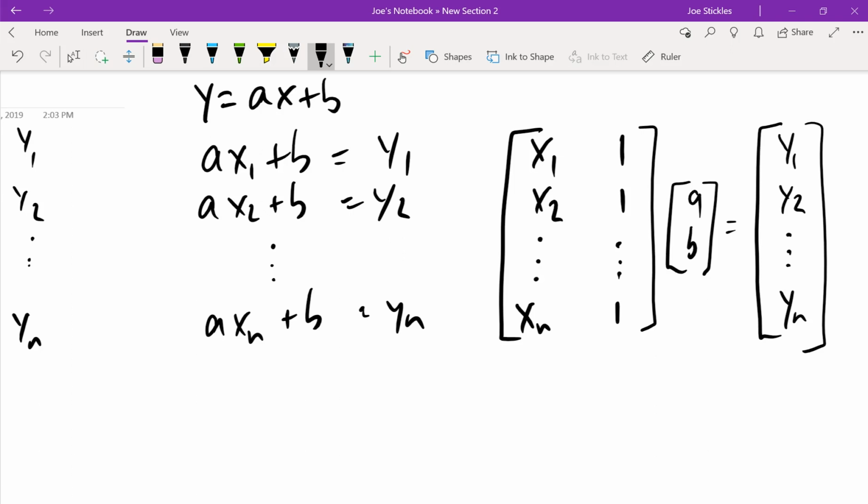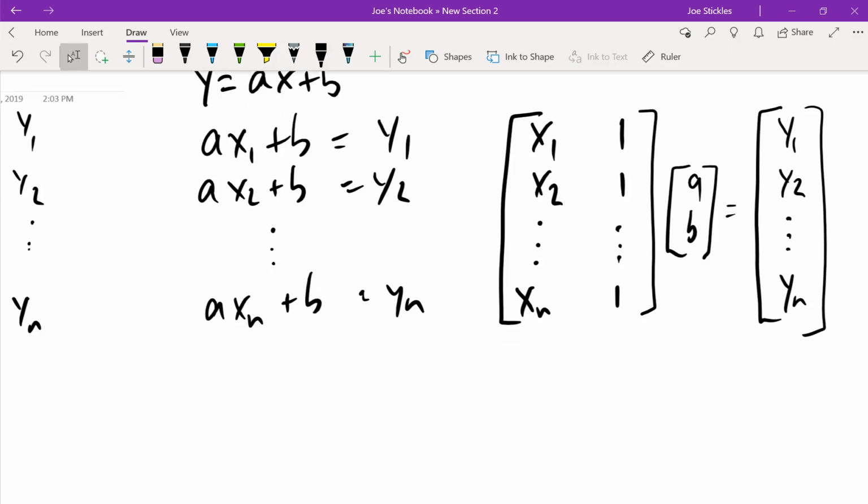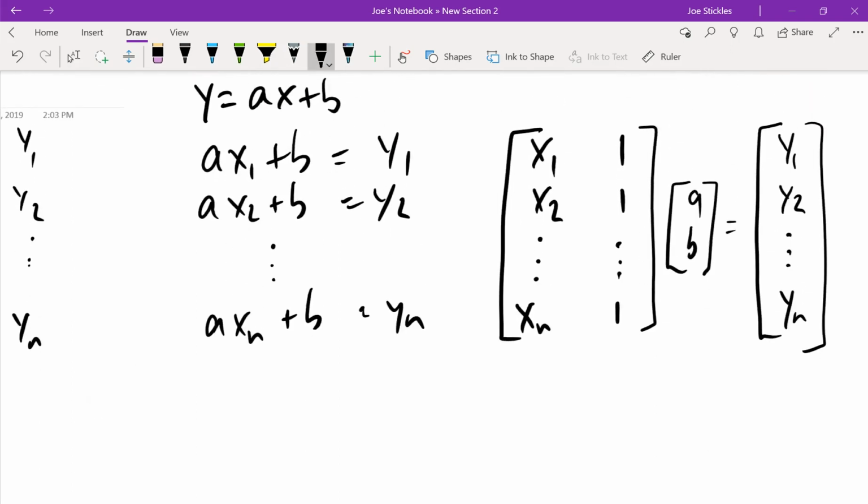So that was why we talked about doing the least squares idea, trying to find a solution to the system of equations that's as close as possible to these values in some error sense. The way we set that up was this is our matrix. We call this the matrix A. We call this the little b.